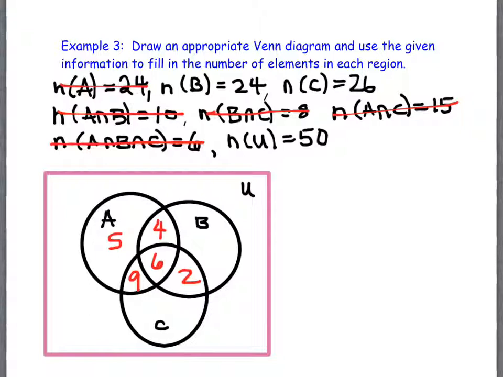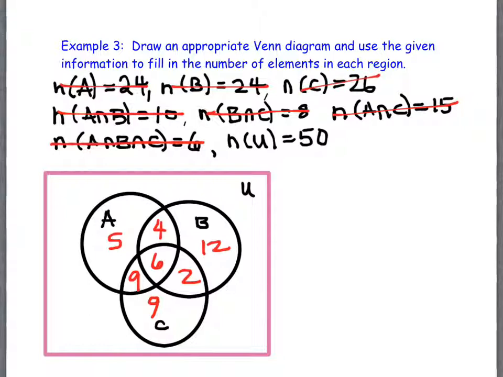Next one, circle B is supposed to have 24. How many are currently in it? 12. So how many am I missing? 12. And then I'm done with this piece of information. The last one, N of C, 26. How many is in there already? 17. So how many am I missing? 9? 17, 9, 26. Perfect. So that one's done.